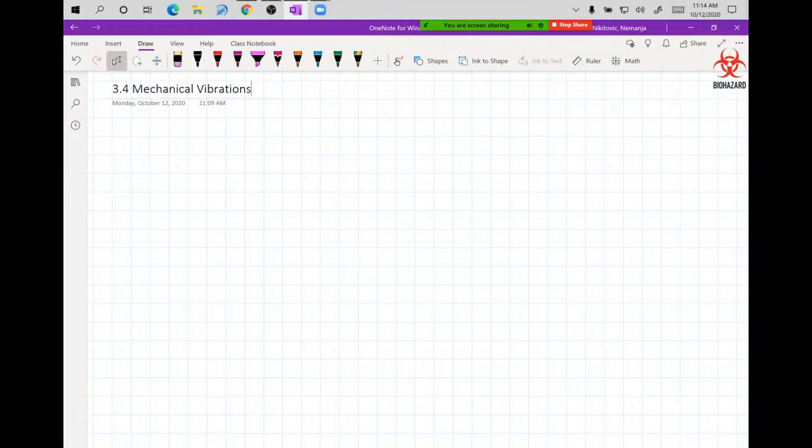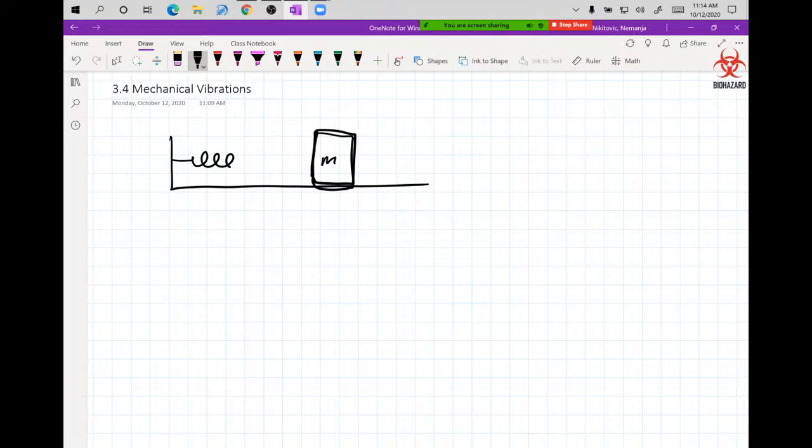So we said that we can have a system which has some kind of a mass m attached to a spring, and if this is the equilibrium position, let's call that position 0, we can pull the object and then set it in motion, where the object will be going left and right and left and right.